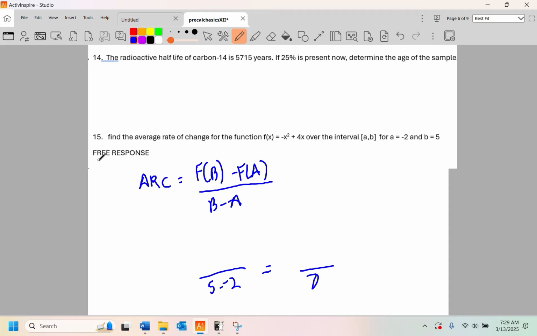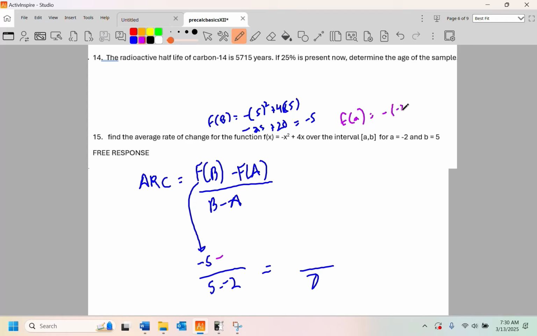So let's find f of b. We're going to have a negative. We plug in a 5 and square it, plus 4x. We have a negative. 5 squared is 25. Oops, I need a 5 there, don't I? Plus 20. So I get negative 5. Notice I'm putting f of b where it goes. And it says minus f of a. f of a happens when you plug in a negative 2.